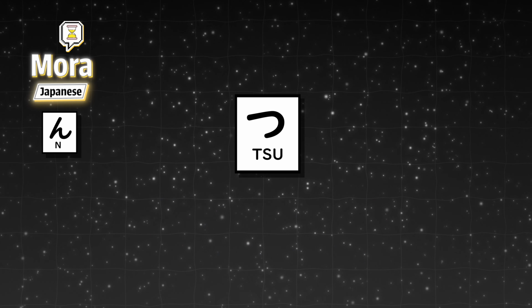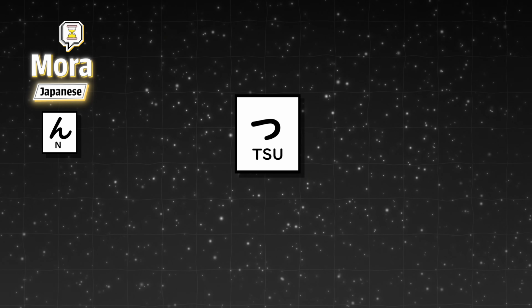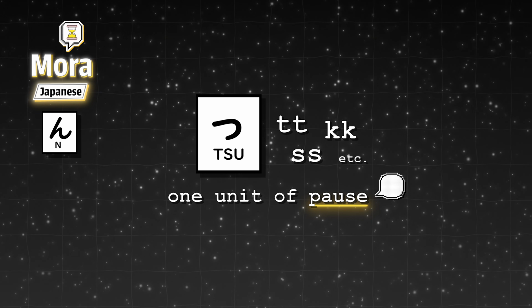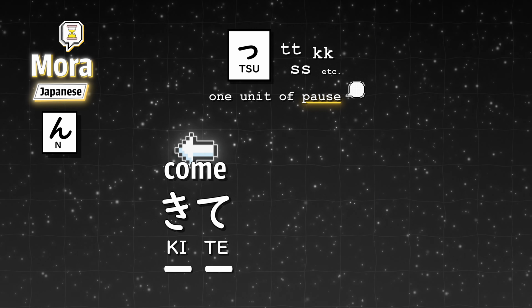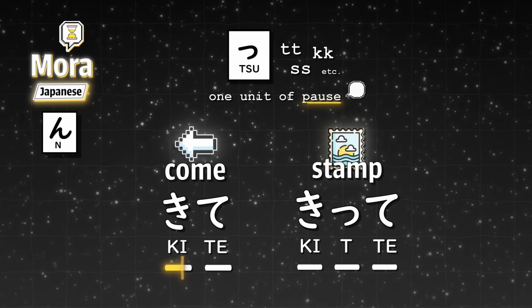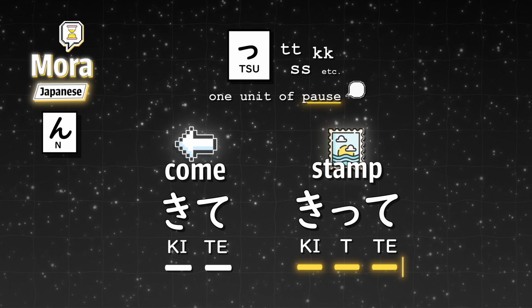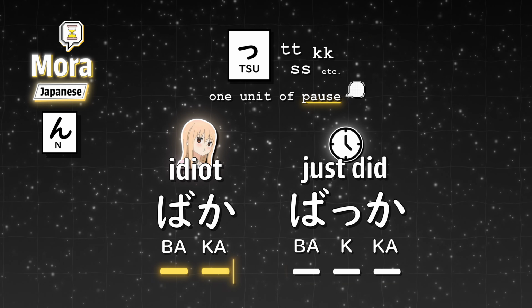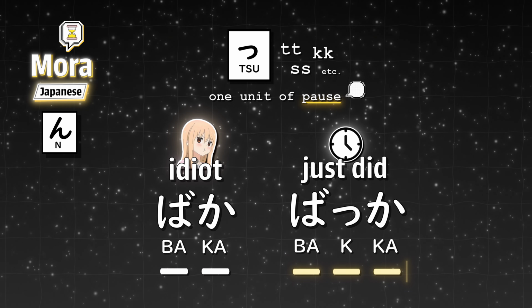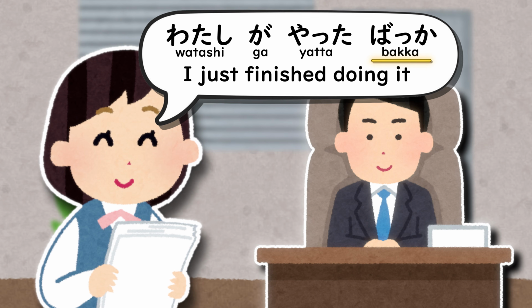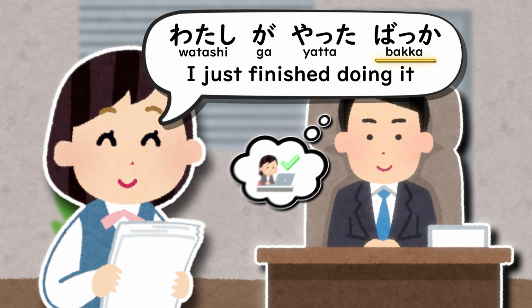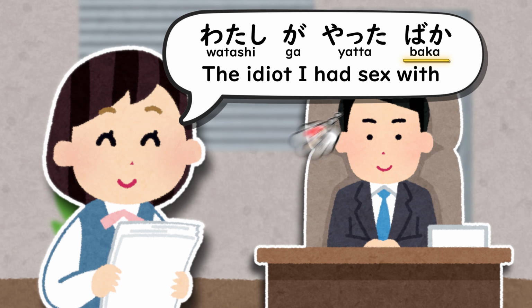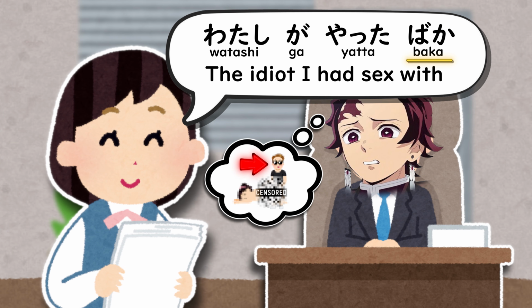And finally, the letter tsu can be made small to indicate 1 unit of pause, indicated in English letters with a double consonant. For example, compare the words come and stamp, kite and kite, or idiot and just did, baka and baka. So, watashi ga yatta baka, I just finished doing it, and watashi ga yatta baka, the idiot I had sex with, mean 2 different things.